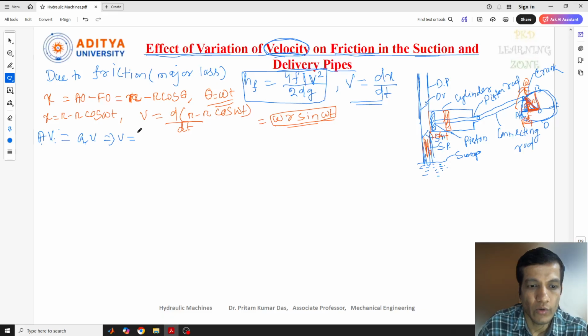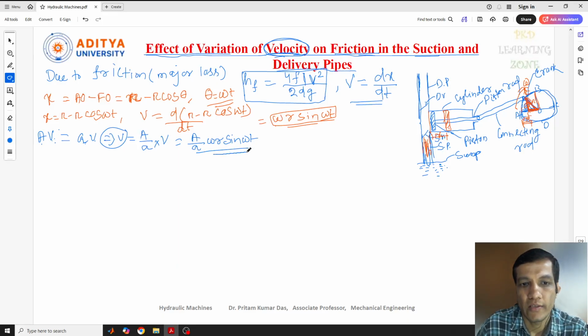So now I will consider this is small v. The small v equal to capital A by small a into capital V. So here I can write the value A by a and omega R sine omega t. This is the v value. What is this? This is the velocity of water in the pipe. So that is the velocity value. So this value I am supposed to take from this concept. That's why I've written this. Now I'll put this value of velocity in this equation.